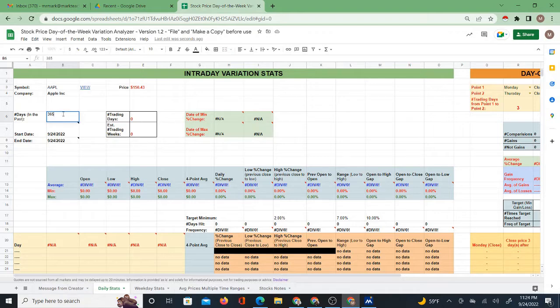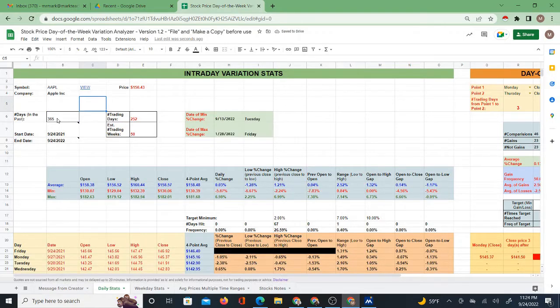So you're going to put 365. I mean, you don't have to, but I'm going to put 365 in this case to look at the past year. That is my favorite thing to analyze, the past year. And when I put 365, it automatically gives me a start date 1 year ago, and then it gives me today's date. So it starts with today's date, and it goes back 365 days. That's September 24th, 2021, and today is September 24th, 2022. So it's 1 year of data.